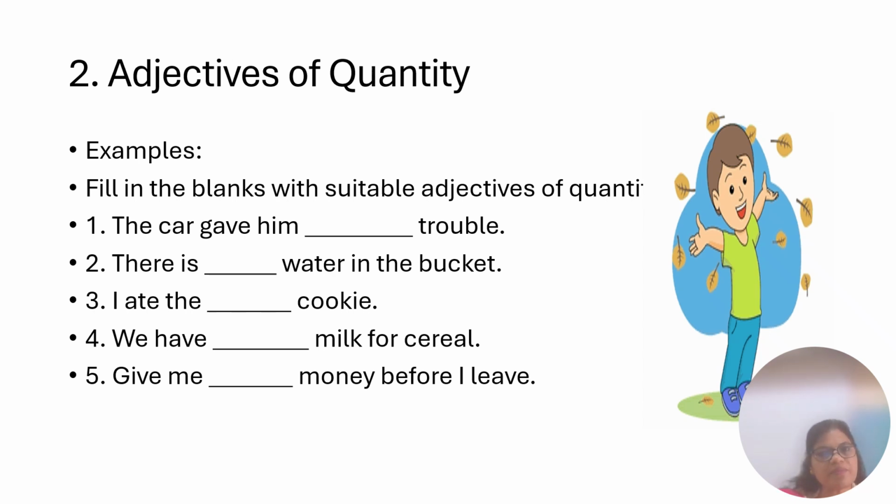There is little water in the bucket. I ate the whole cookie. We have some milk. We have some milk for cereal. Give me some money before I leave. Here your answer may vary. So here you can see that we have uncountable nouns or a singular noun. Like here trouble, uncountable noun, water, uncountable, cookie, countable but singular. Milk, uncountable noun. Money, uncountable noun. So before uncountable noun, we use determiners like some, any, little, more. Okay.